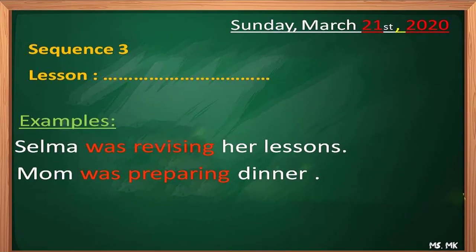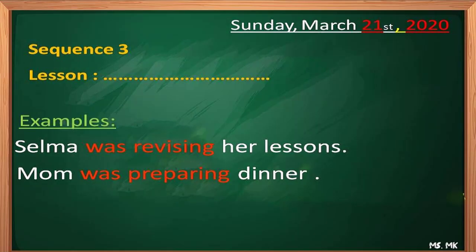So I write examples on the board. Selma, for example, was revising her lessons. Another sentence, Mom was preparing dinner. So here I'm going to separate these sentences and write the verb, of course, in red. And I'm going to interact with my pupils. I ask, when did these events happen? They're going to say they happened in the past. Did they happen at the same time? They would say yes. Are they long actions or short actions? We're going to say they are long actions. The fact of preparing dinner is a long action.